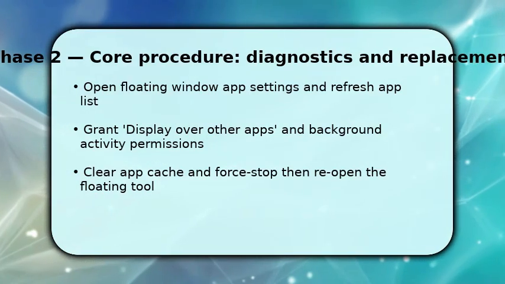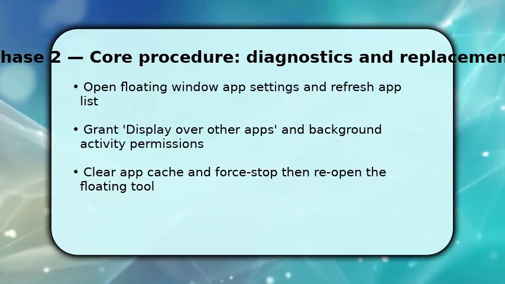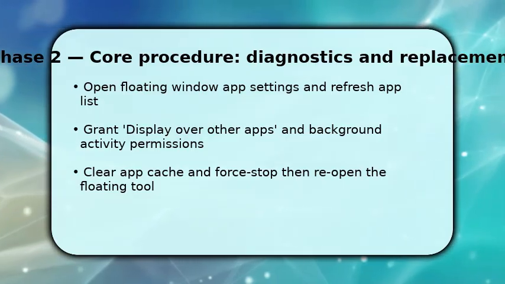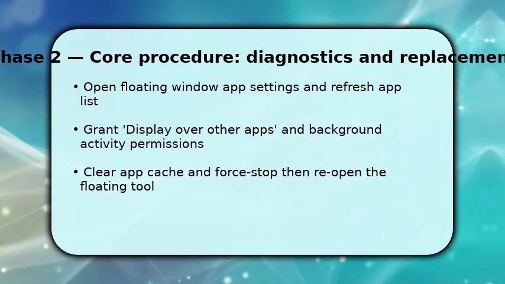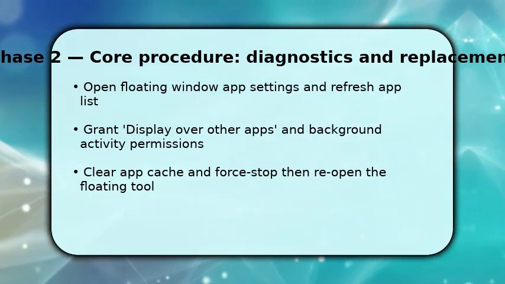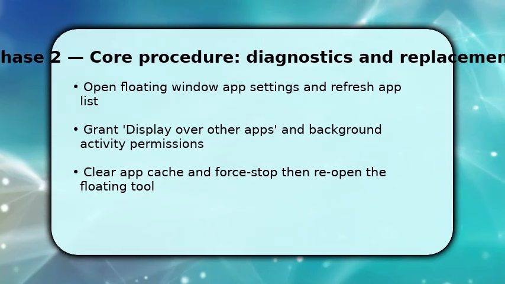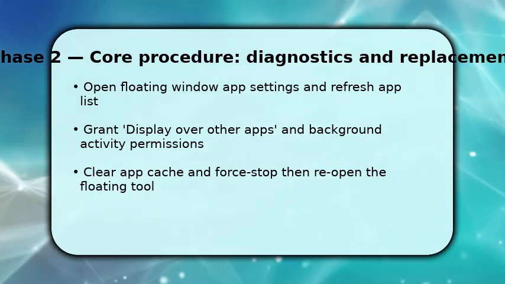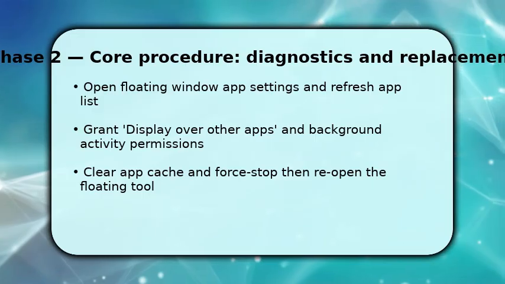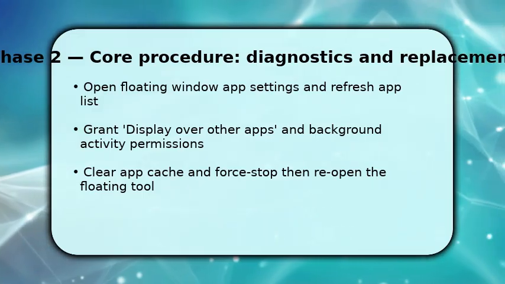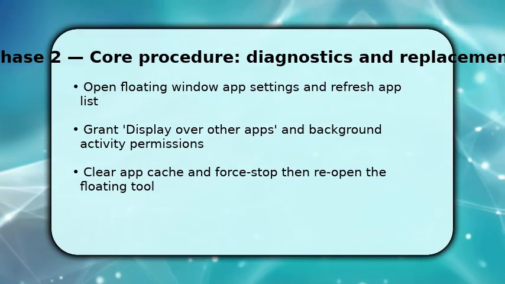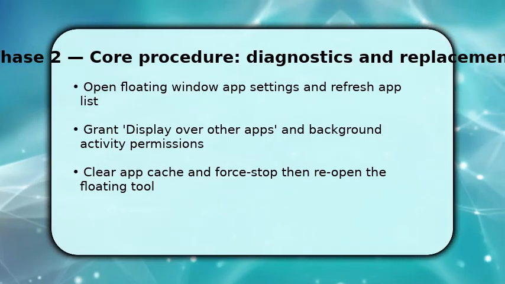Now inspect the floating app's internal settings and force a list refresh so the tool rescans installed packages. Make sure it has display over other apps and background activity permission, because without them, the system hides available targets. Clear the floating app cache and force stop it to remove stale state, then relaunch. This forces a fresh permission handshake and package query.